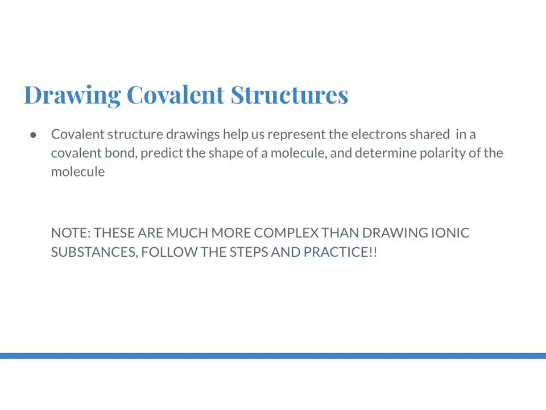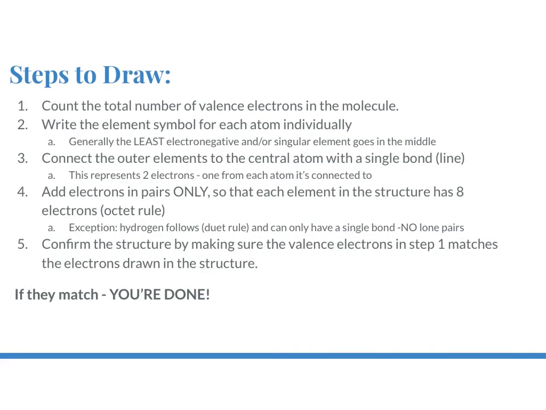Note that these are much more complex than drawing ionic substances, so make sure that you are following the steps and make sure that you are doing the practice. All right, so I'm going to introduce to you the steps to drawing a Lewis structure for covalent compounds. I'm going to do this by using the example of water. That seems to be a very common example that we've been using in this unit so far, but I think it fits really well with this as well.